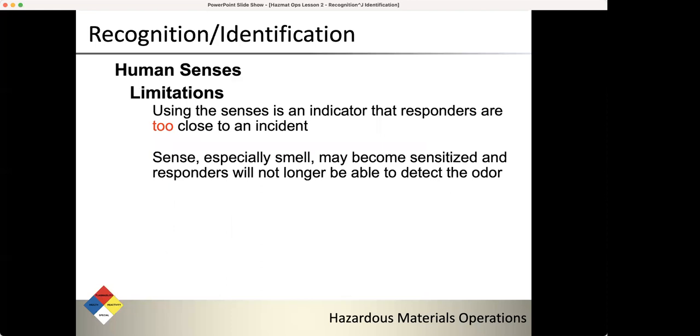Limitations to using human senses. It's an indicator that responders are too close to an incident. So if you can smell something, or maybe even taste something in the air, you're too close. Some chemicals you can become sensitized to, and you're not going to be able to detect the odor. So what does that mean? You will not know if the concentration changes. The concentration may get higher and more deadly, and you don't know it because your sense of smell has been sensitized.